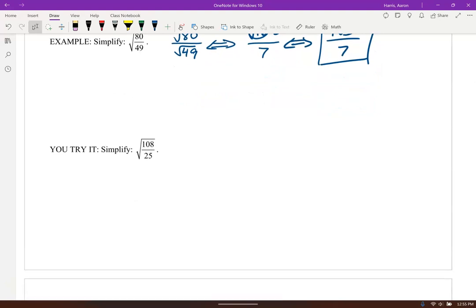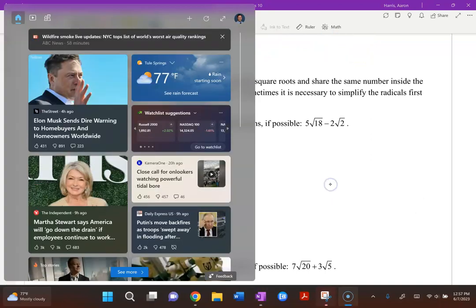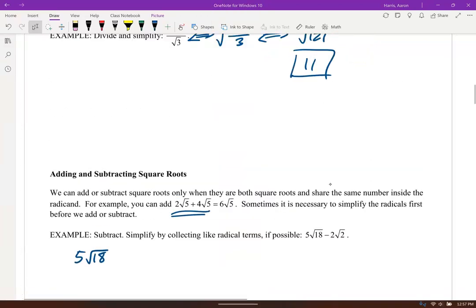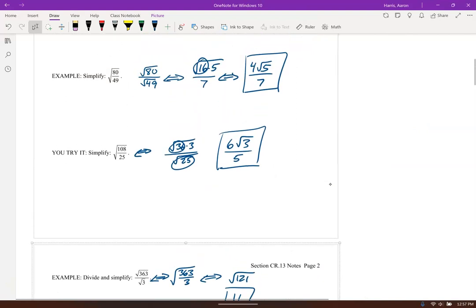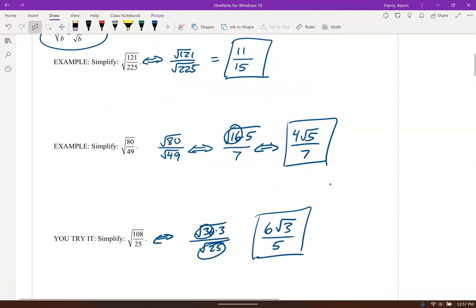So why don't you guys punch in the answer to that next one there. Square root of 108 over 25. Go ahead and simplify those, you guys. I need to show those on the recording there.